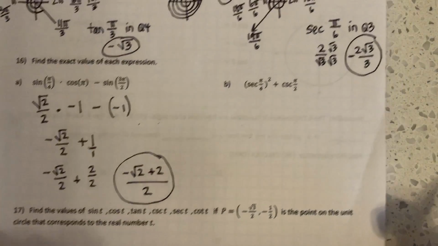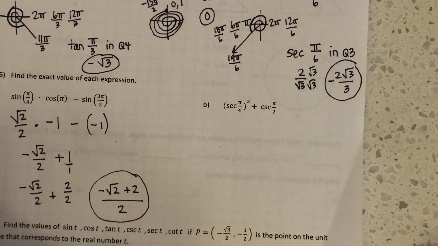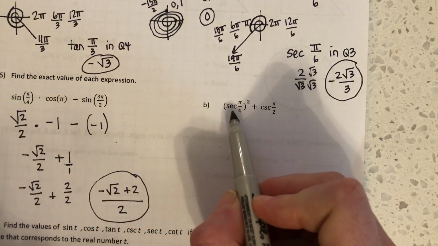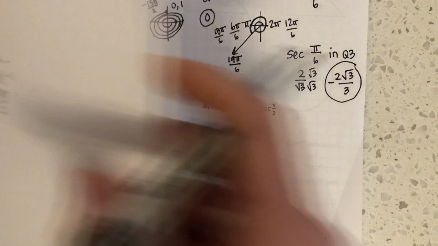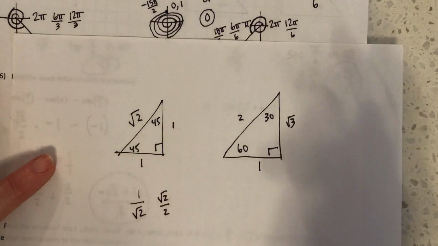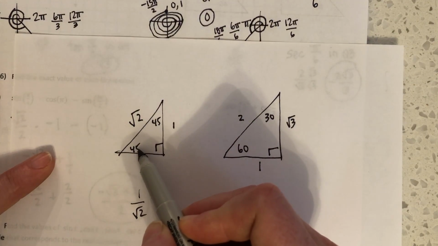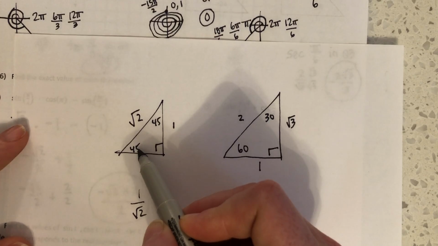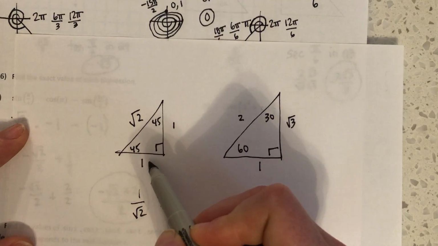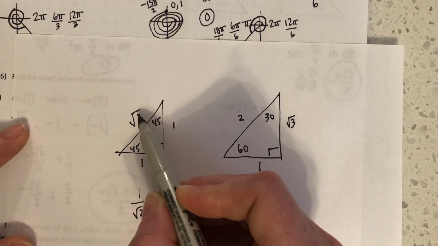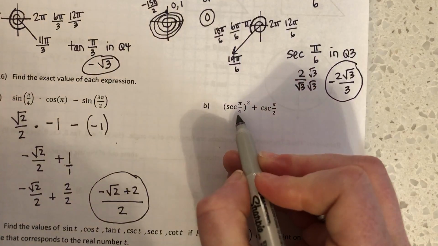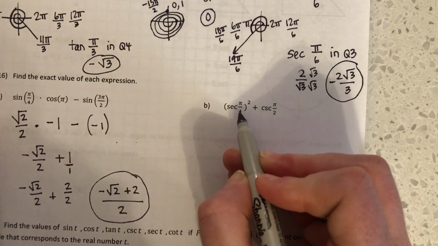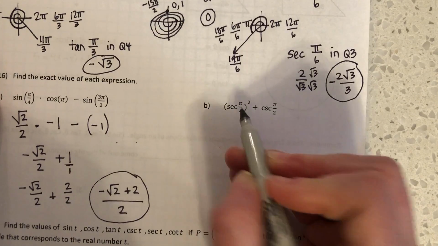Okay? All right. What is the secant of pi over 4 squared plus the cosecant of pi over 2? Well, the secant of pi over 4 is the secant of a 45-degree angle. Remember, the secant is the reciprocal of cosine. So cosine would have been a over h, 1 over root 2. So secant is h over a, root 2 over 1. So that's root 2, and it's positive because 45 is an angle in quadrant 1. And all trig functions get you positive ratios for angles in quadrant 1.